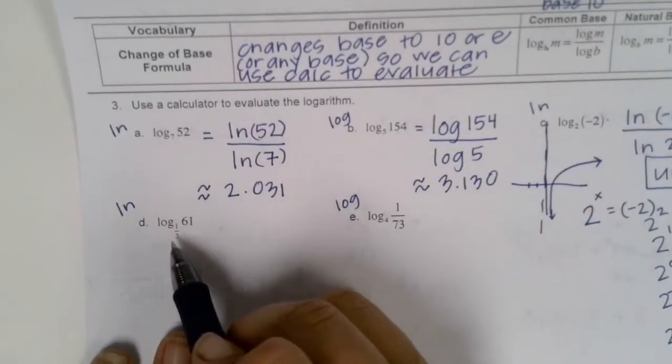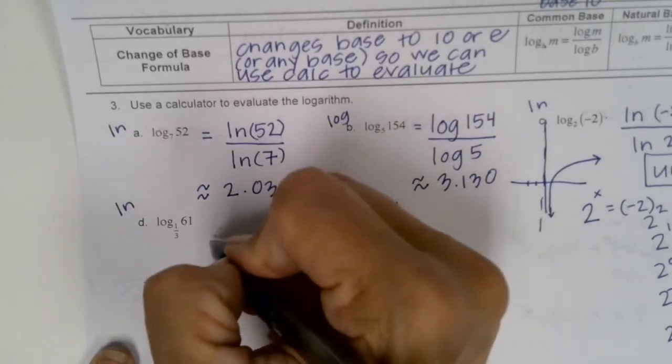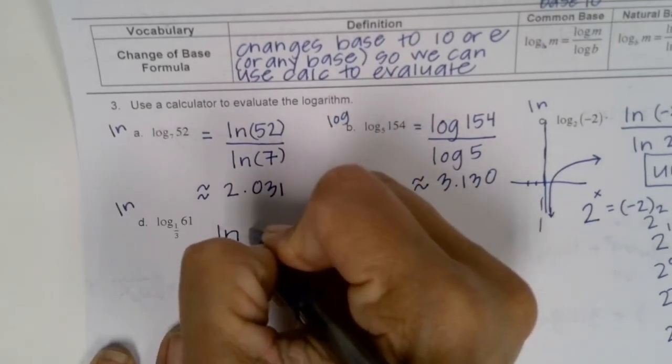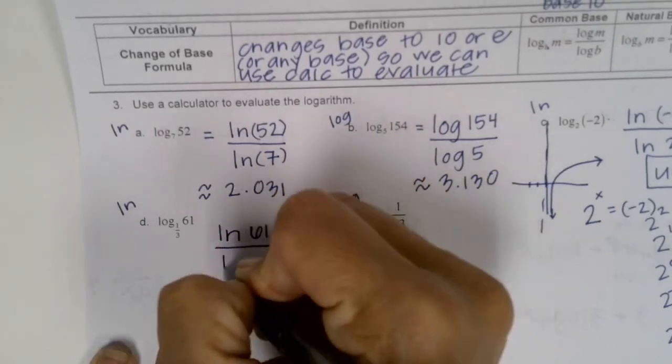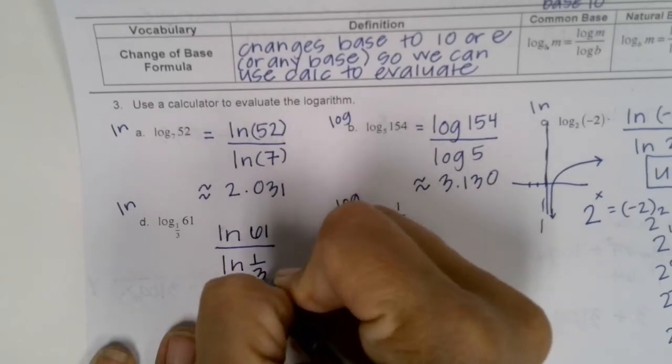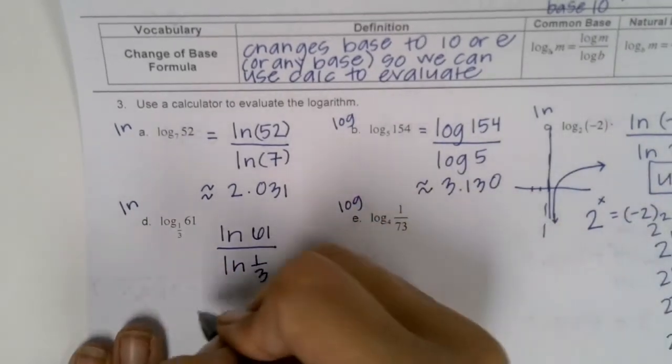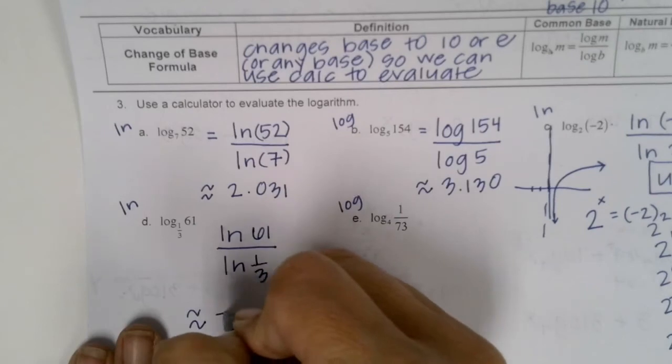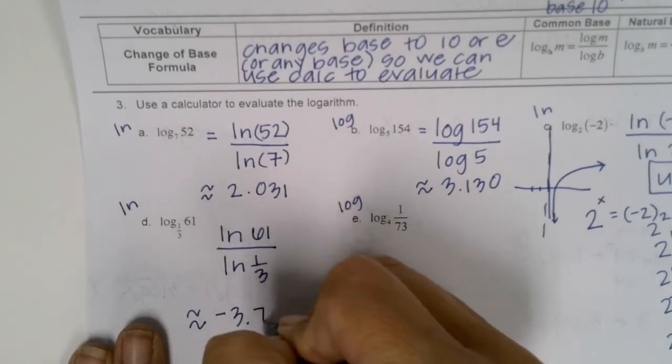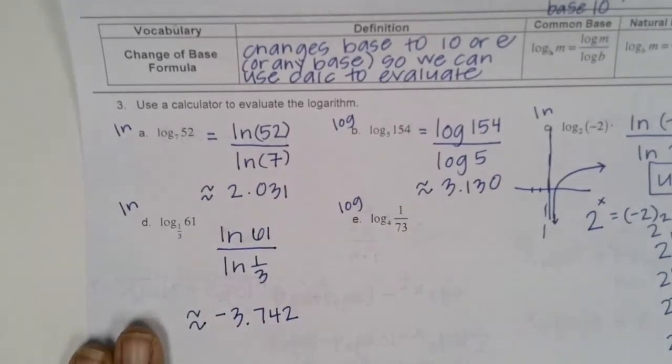Alrighty, it's okay to do these with fractions. We're using natural log, so natural log of 61 over the natural log of 1/3, which is -3.742. You're just plugging that into your calculator.